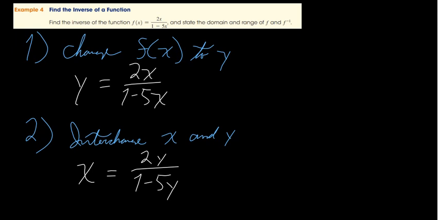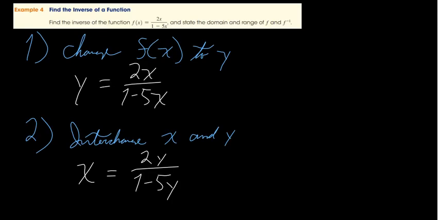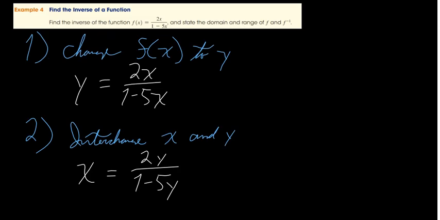And then step 3, we're going to put on the next page. We're going to solve for y. Let's snip this and put this on the next page. Darn it. Okay, let's delete this page. What was it? It was x equals 2y over 1 minus 5y.